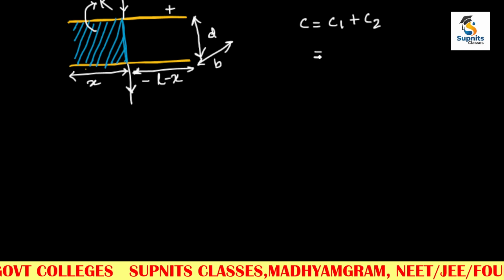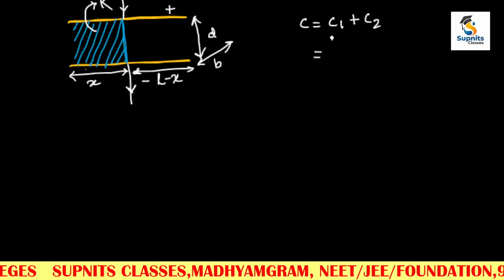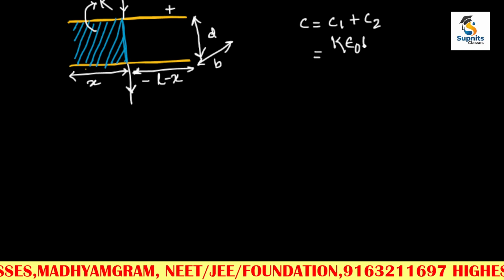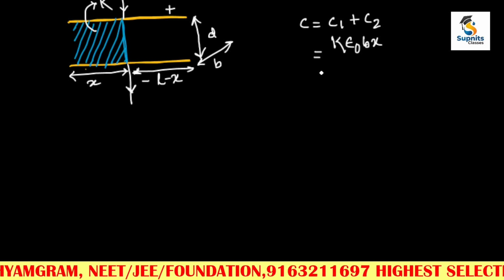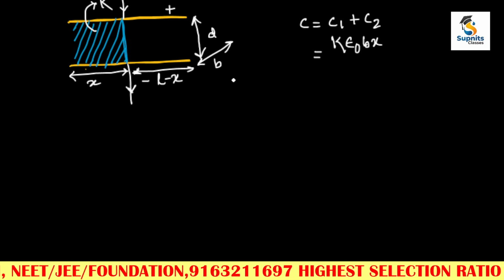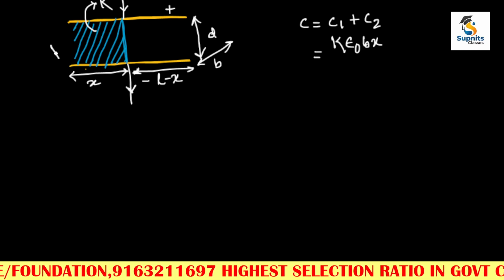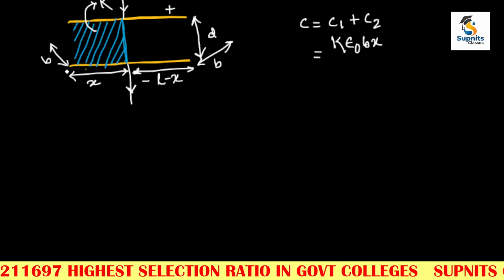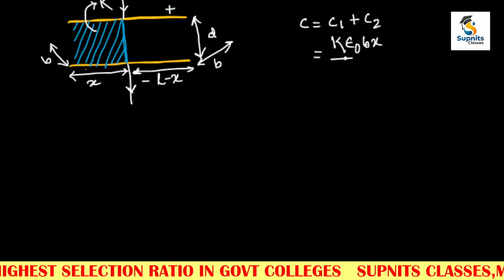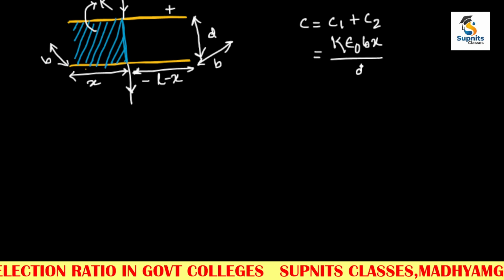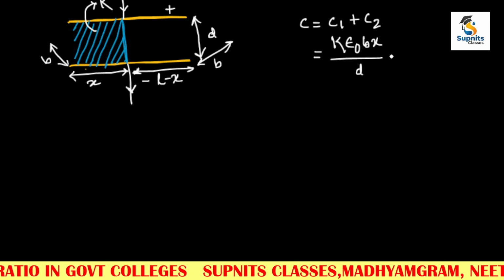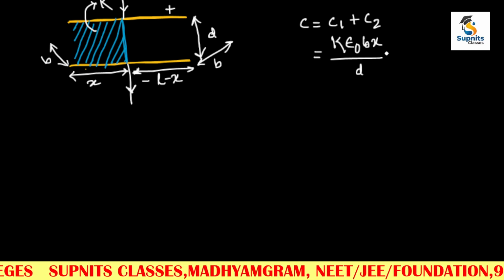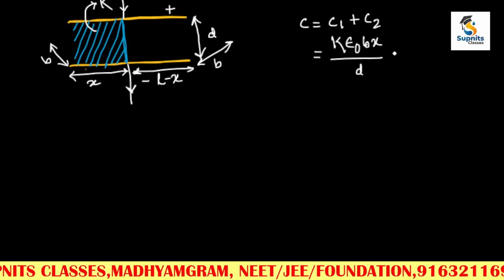So what is C1? C1 is K epsilon naught b into x. Okay, so b is the width, the area. So to calculate the area, the width over here is b into x, that will give the area of the plate, divided by d. Okay, understood this much? I think there is no problem with this one, right? Everybody has understood.